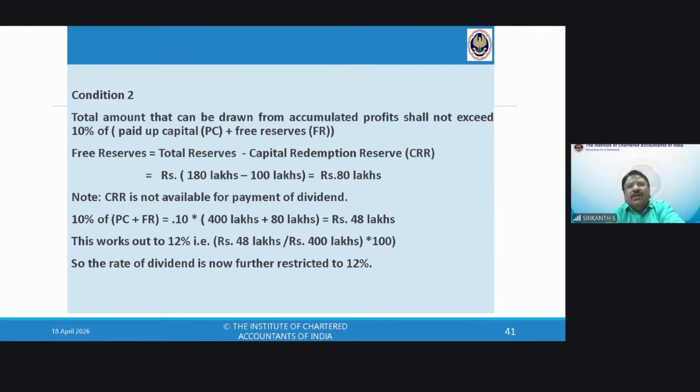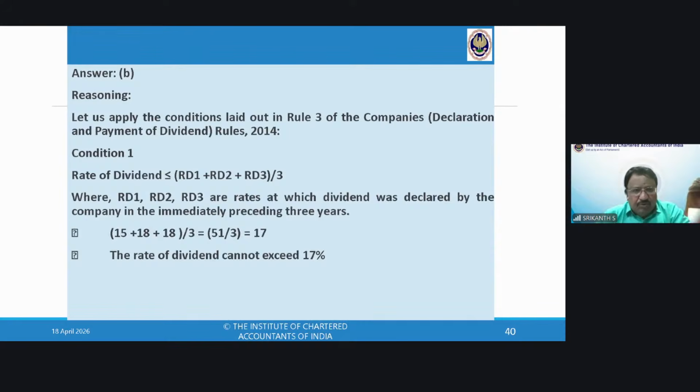So total reserves minus capital redemption reserve, right? So out of 180 lakhs, 100 lakhs is CRR that cannot be taken. Therefore, balance 80 lakhs available. So if you take 400 paid up capital plus 80 free reserve, total 480 lakhs. Of that, 10%, 0.10 is 48 lakhs. So you can declare, 17% is condition 1.